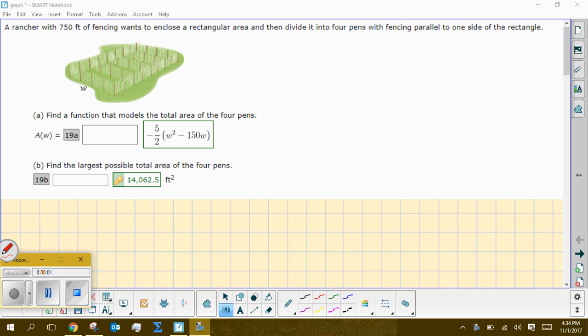All right, I thought it'd be helpful to do a couple of these problems for you guys. We're going to talk about them in class, but this might be beneficial.